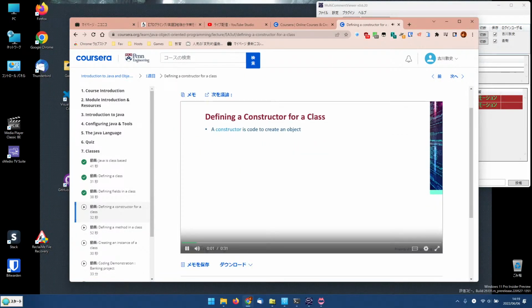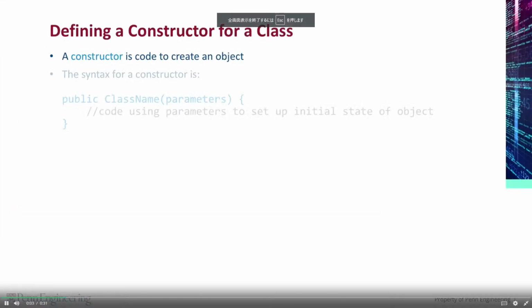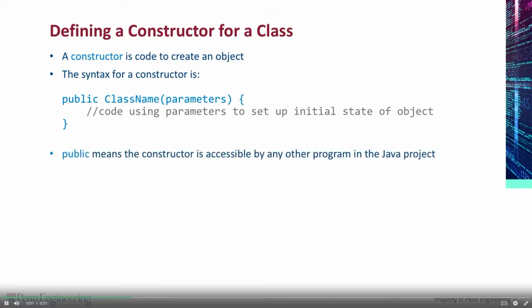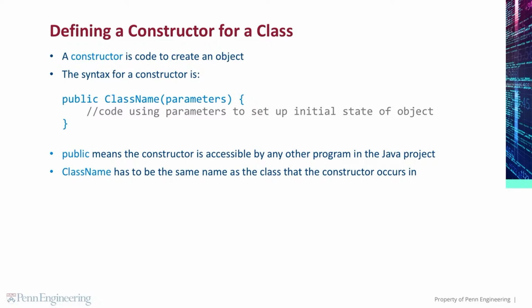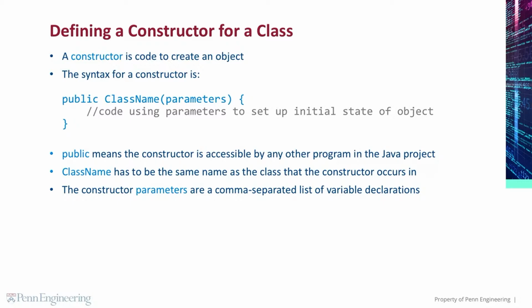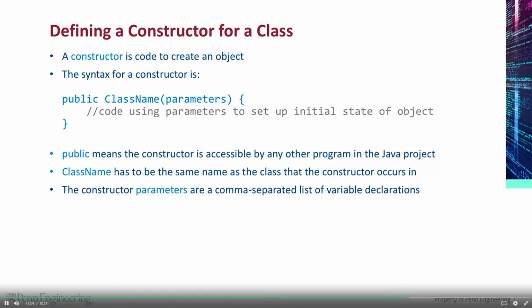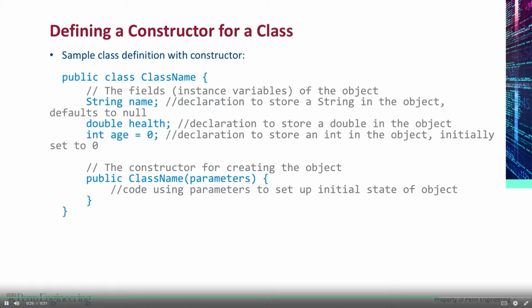A constructor is code to create an object. The syntax for a constructor looks like this. Public means the constructor is accessible by any other program in the Java project. Class name has to be the same name as the class that the constructor occurs in. The constructor parameters are a comma-separated list of variable declarations. Here's a sample class definition with a constructor.